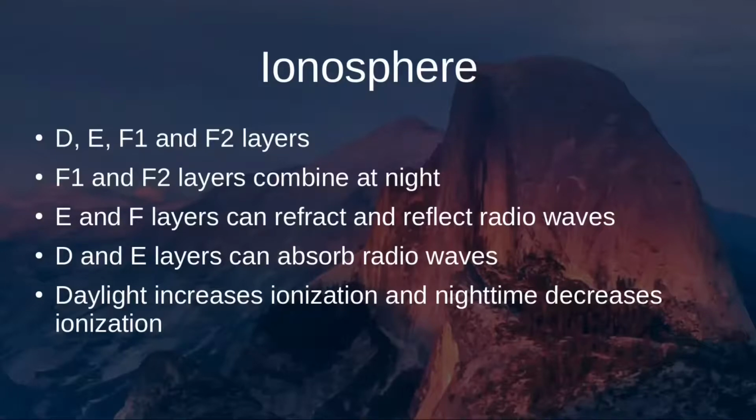So daylight increases ionization and nighttime decreases ionization. Obviously the sun is active during the daytime. That's what produces the daylight. And ionization is most active during the daylight. And that will have most of the radio waves reflected back to Earth in the upper layers. But nighttime, it's a different story. So ionization decreases and the ability for the ionosphere to reflect radio waves decreases at night.